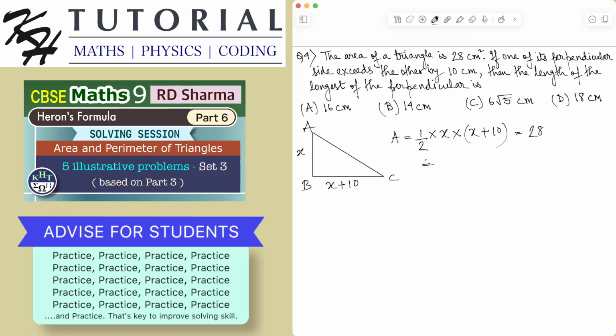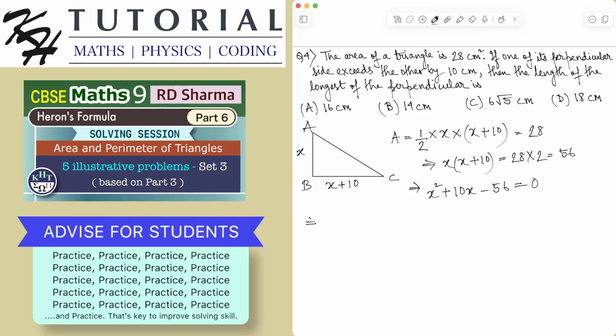So this implies we have x into x plus 10 is equal to 28 multiplied by 2, which is 56. So this implies if I expand the left hand side, it is x square plus 10x, and if I bring the 56 to the left hand side, it will be minus 56 equals to 0. So this is a quadratic equation in x. I hope you have already done quadratic equation. Now, how do you solve a quadratic equation? One way is by factorization method.